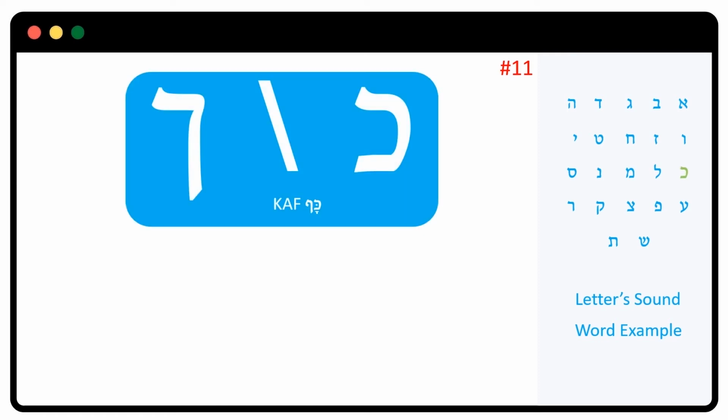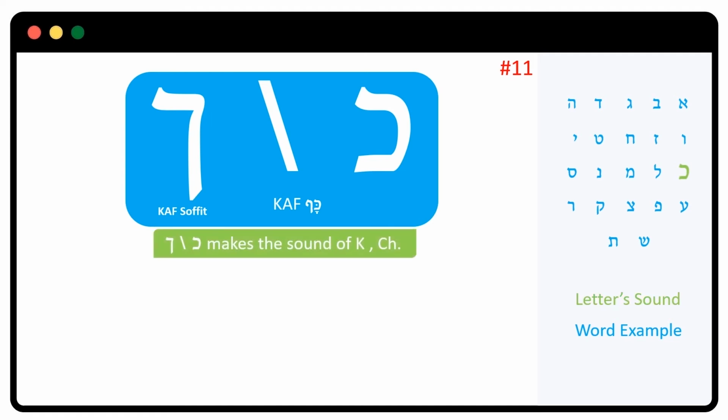Letter number 11. Kaf. The letter Kaf has two forms. This form of the letter Kaf is what you would see at the beginning or in the middle of a word. And this form of the letter Kaf is what you would see only at the end of a word. And it's called Kaf Sufit. Now, the letter Kaf also makes two sounds. It makes the sound of the letter K and the sound of the syllable CH.